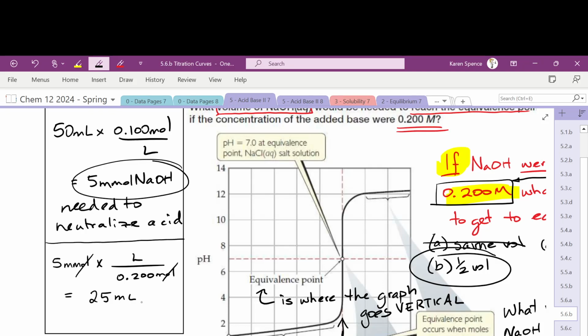I think that's overcomplicating things. You can just say 25 milliliters times 0.2 moles per liter will give me 5 millimoles, which is the same as before, which is what we wanted, right? Because that's how much it takes to neutralize it. I think that's an easier way of looking at it. The other way is a little convoluted.